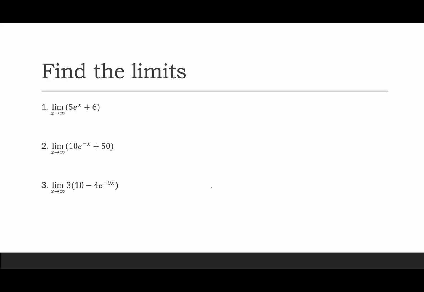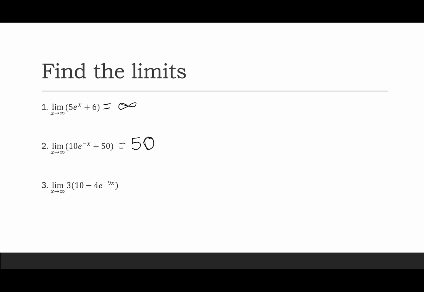So the first one, I have the limit as x goes to infinity of 5e to the x plus 6. E to the x is going to infinity. So infinity times 5 plus 6 is still infinity. Then 2 says the limit when x goes to infinity of 10e to the negative x plus 50. Well, there's that negative. So negatives go to 0. 0 times 10 is still 0, but 0 plus 50 gives me 50.